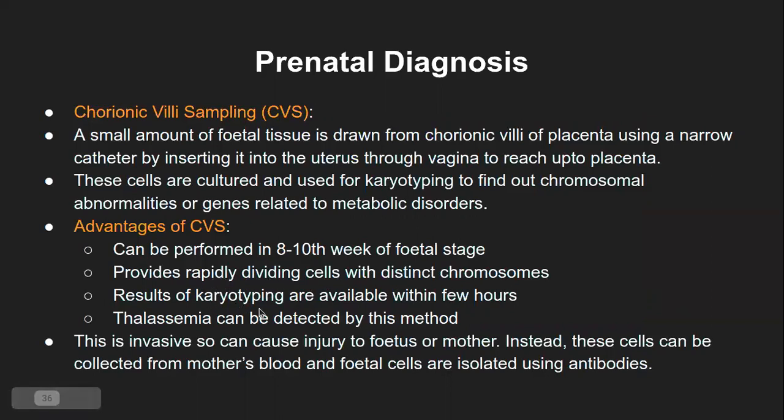The results of karyotyping are available within a few hours, but this is the case with amniocentesis as well, because karyotyping is the same whether you do it for amniotic fluid cells or the chorionic villi cells. Then thalassemia can be detected by this method. Now, like in the earlier case, those skin cells may not really express, because they are from the earlier stages. They may not have expressed those genes as of now.